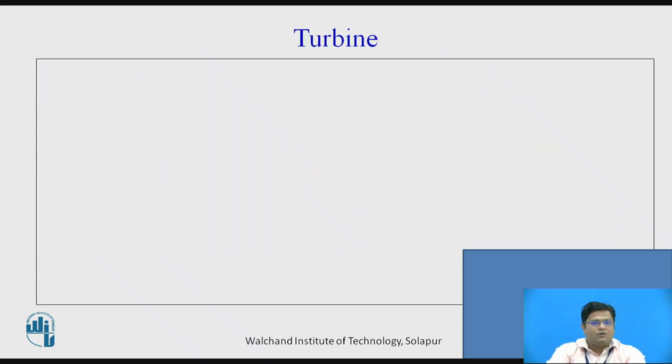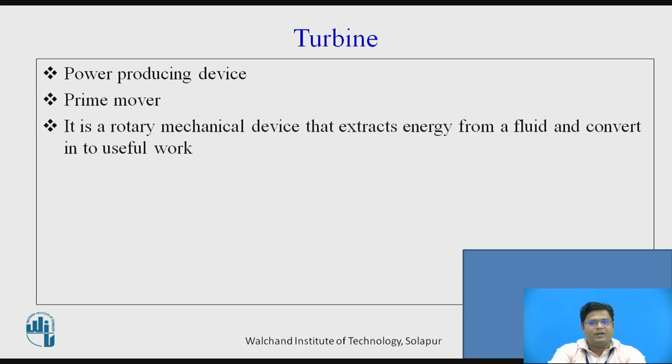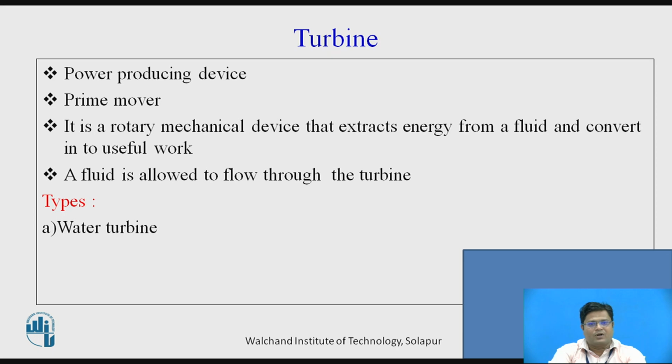Next one. Now I will tell you what is a turbine. So turbine is a power producing device. It is a prime mover. It is a rotating mechanical device that extracts the energy from a fluid and converts it into useful work. A fluid is allowed to flow through the turbine. So according to the type of fluid flow in the turbine, turbines are mainly classified into three types. One is water turbine, second one is gas turbine, and third one is steam turbine.